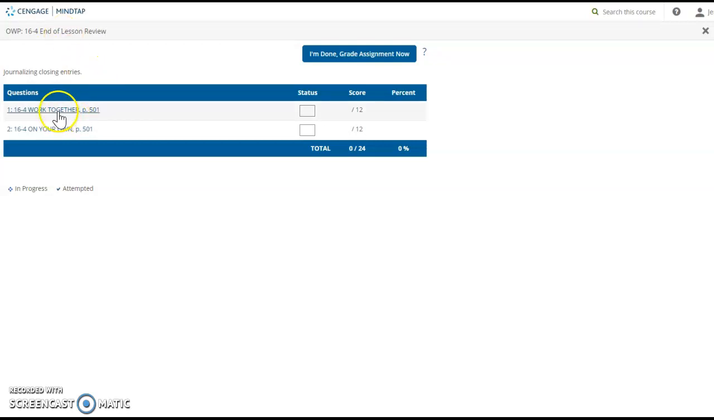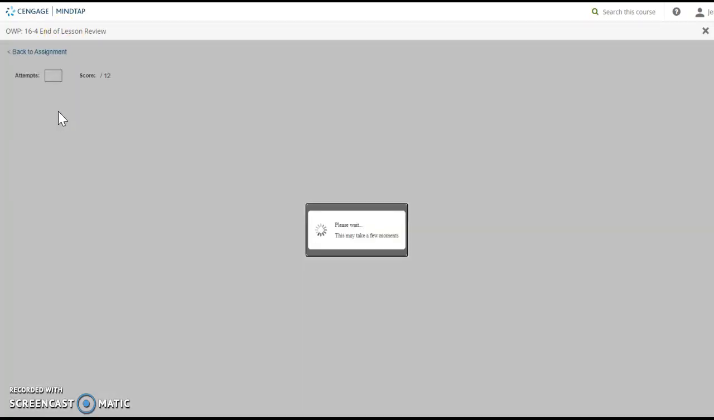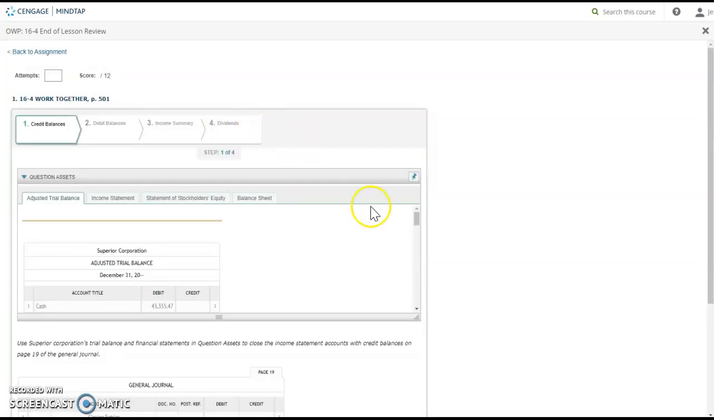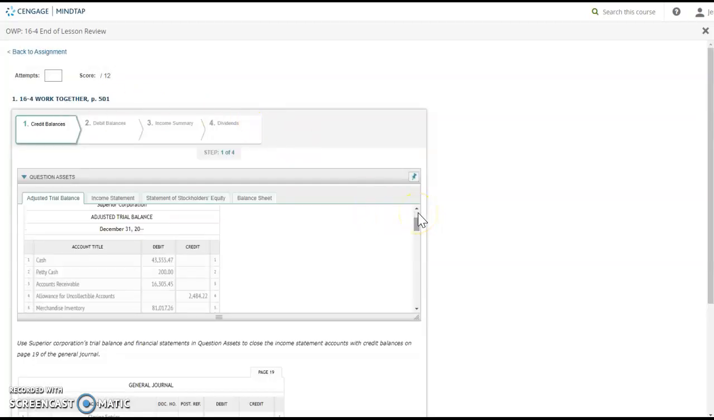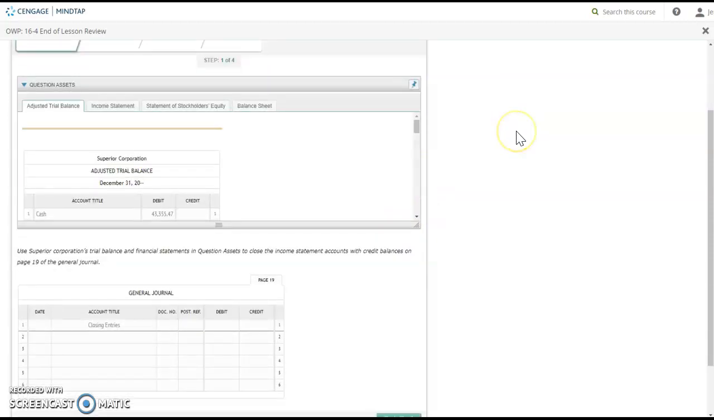This video is to go through 16.4 work together. So we have 4 steps. The first step is credit balances, and it says use Superior Corporation's trial balance and financial statement in question assets to close the income statement accounts with credit balances on page 19 of the General Journal.